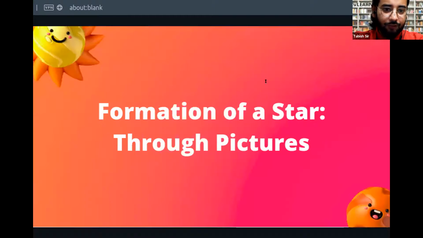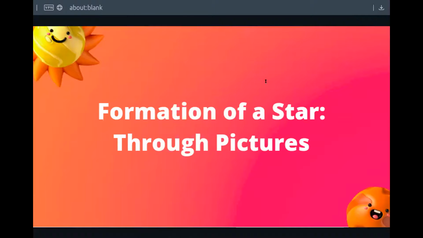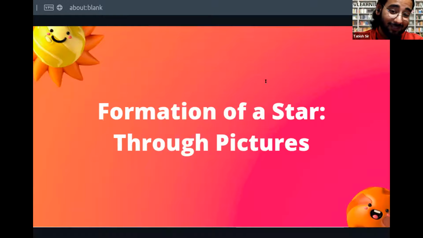So yes, this is essentially a very experimental form of teaching that I'm going to try. What I'm going to do is try to explain the formation of a star, but using pictures. Why using pictures? Well, I was trying to get a video but wasn't able to. So I did the next best thing, took photos, and actually made an experiment out of it.